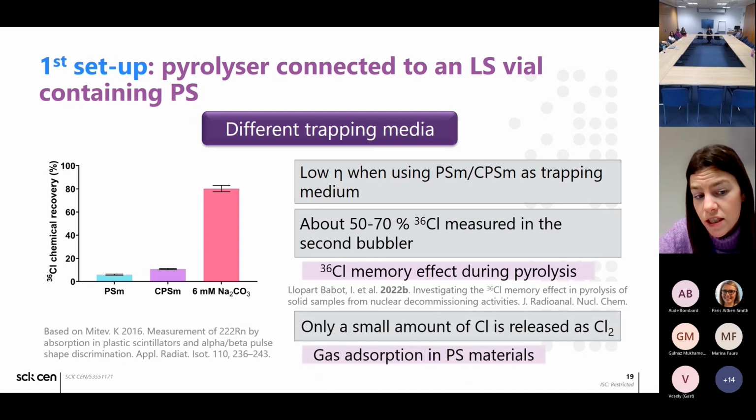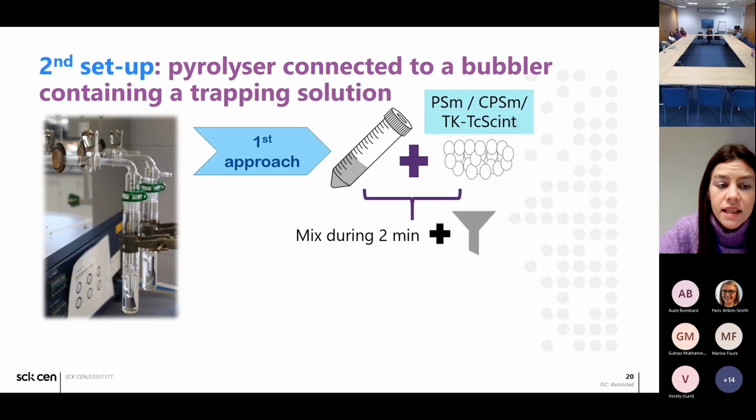And then we could conclude as well that only a small amount of the chlorine released from our sample is released as chlorine gas. And this can be confirmed with the publication regarding the gas absorption in plastic scintillator materials, which in the case of the publication, they tested with radon.